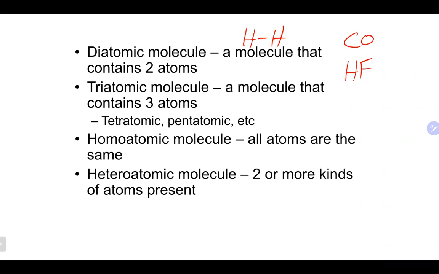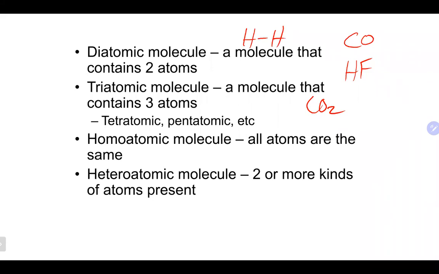Triatomic, tri means three, so there's three atoms involved, something like CO2, right? One carbon, two oxygens. Something like water, two hydrogens, one oxygen, is triatomic. Tetra, by the way, is four. Penta is five, and you can continue that pattern. Hexa is six. Hepta is seven. Octa is eight, and so forth.